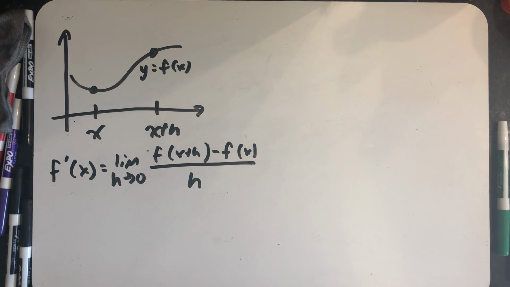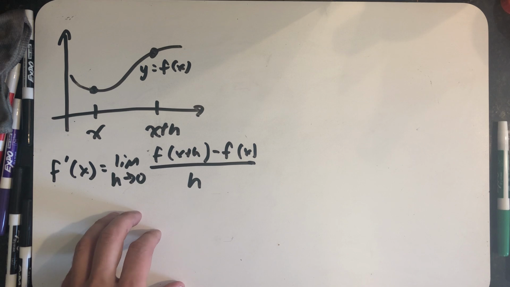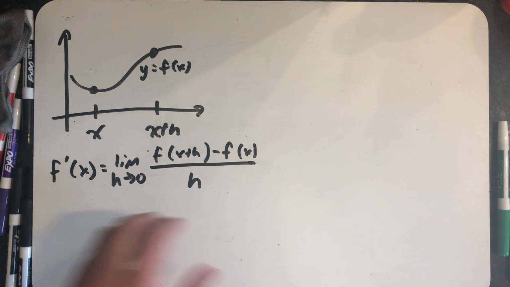In our last video, we talked about the definition of derivative, defining the derivative as a function. So f prime of x is the limit as h approaches 0 of f of x plus h minus f of x all over h.